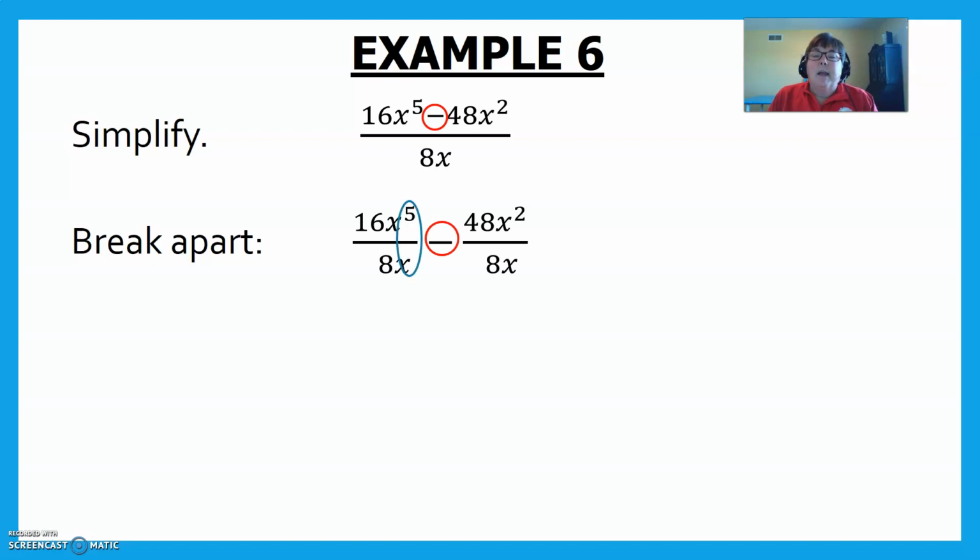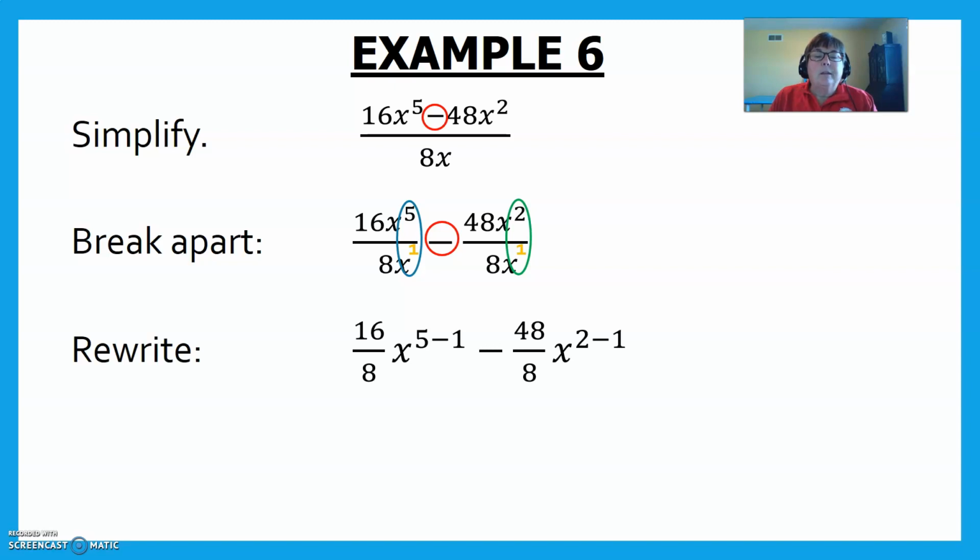I'm going to look at my exponents. And again, there's no exponent on that bottom one. So if there's not an exponent, it is a 1. So that I know what I need to subtract. And now I'm going to rewrite it. So I get 16 over 8, x to the 5 minus 1, and then minus 48 over 8, x to the 2 minus 1. And I simplify.